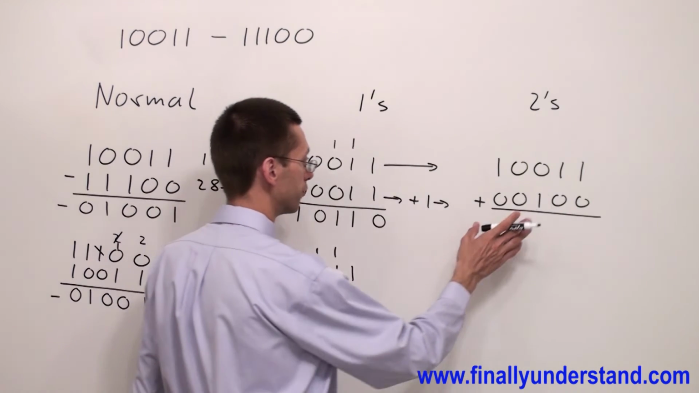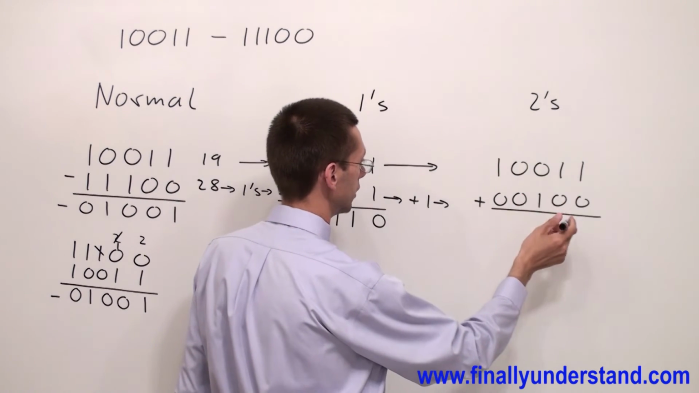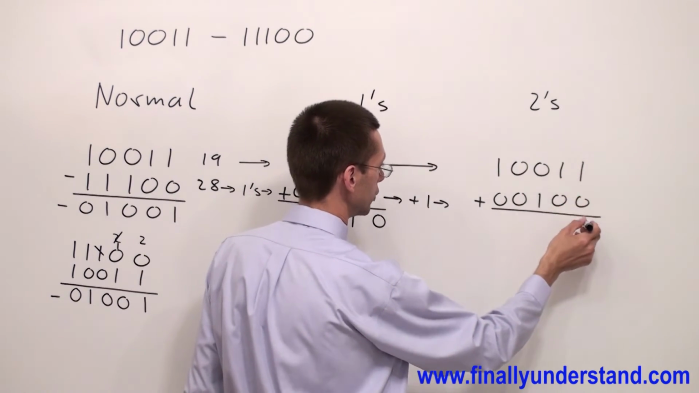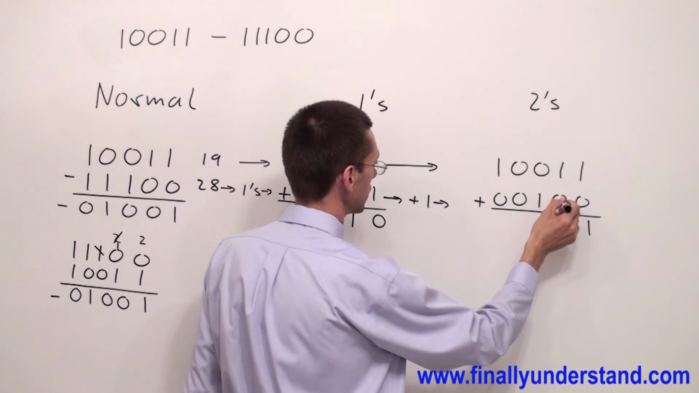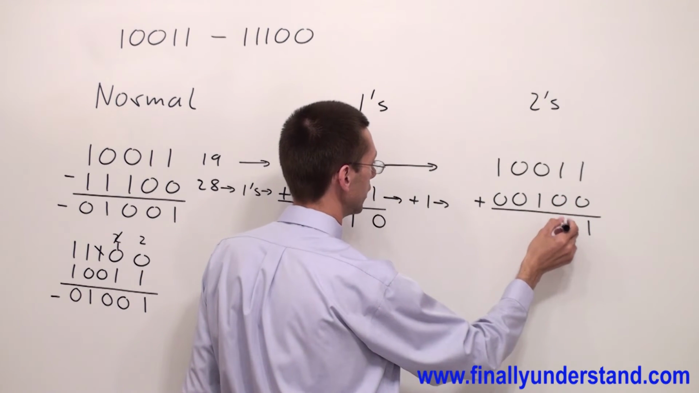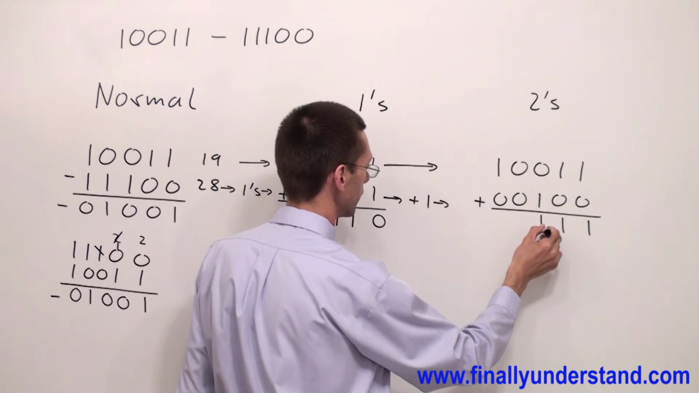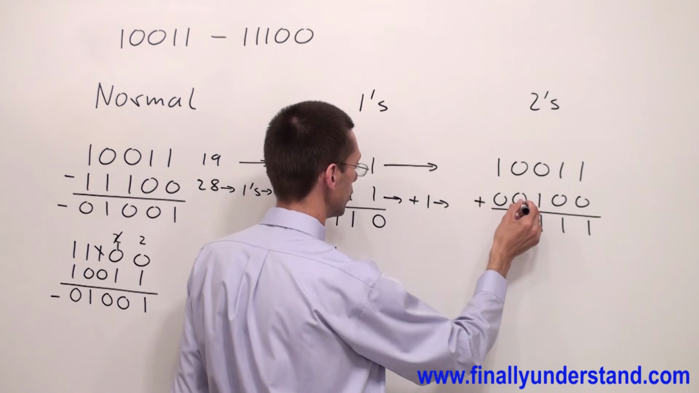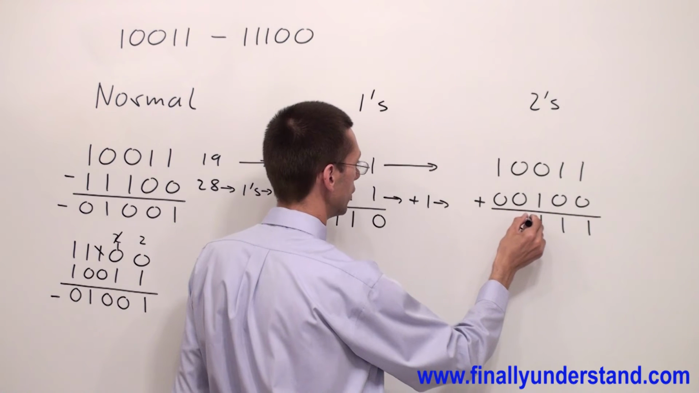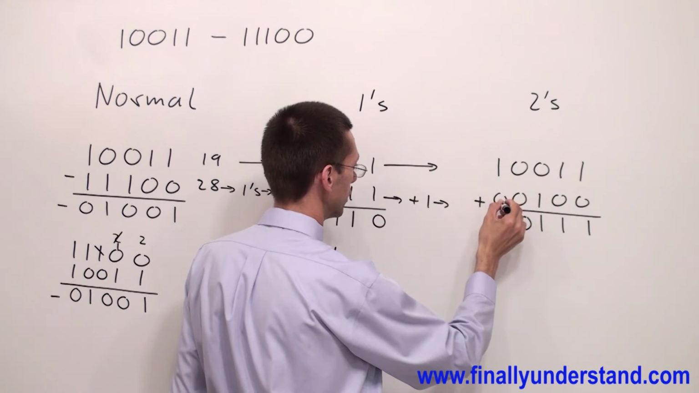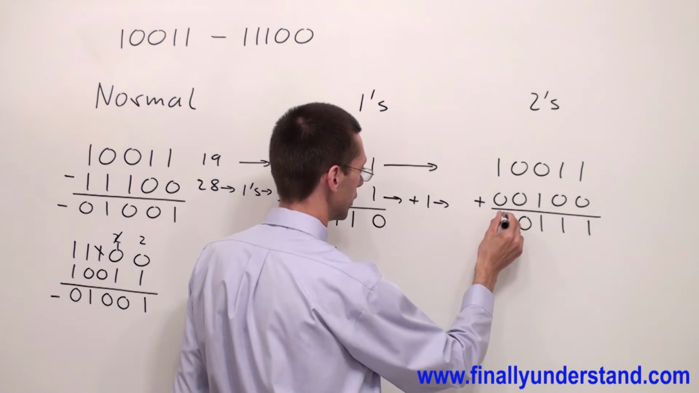Next, I'm supposed to perform the regular addition. 1 plus 0 is 1. 1 plus 0 is 1. 0 plus 1 is 1. And I have 0 plus 0 is 0. And 1 plus 0 is equal to 1.